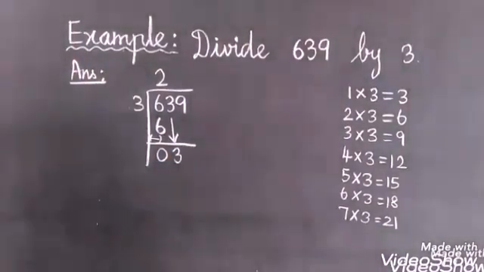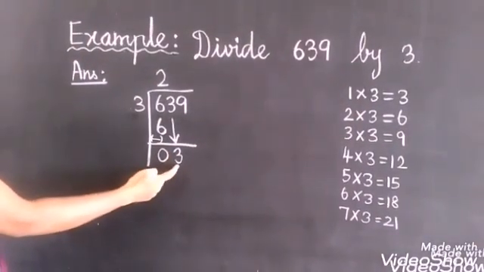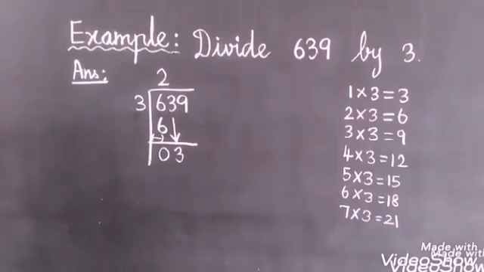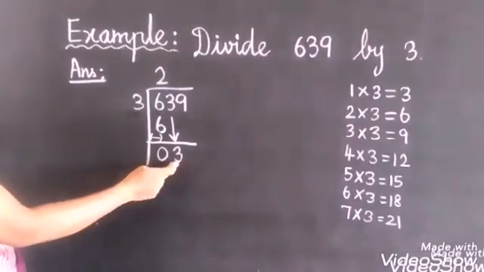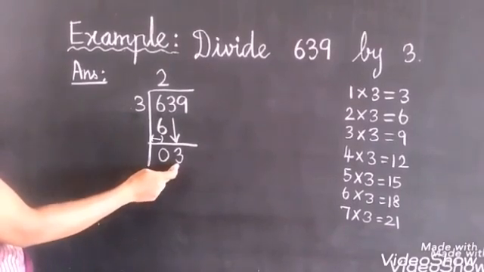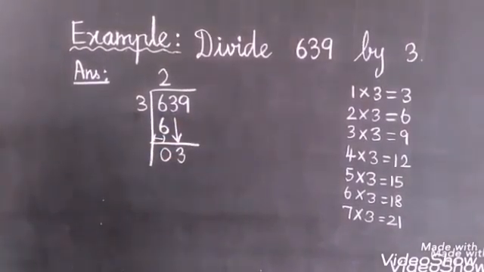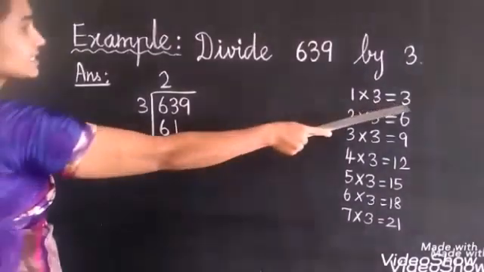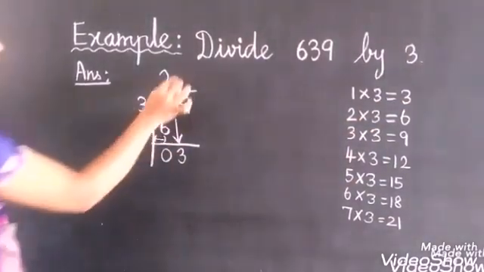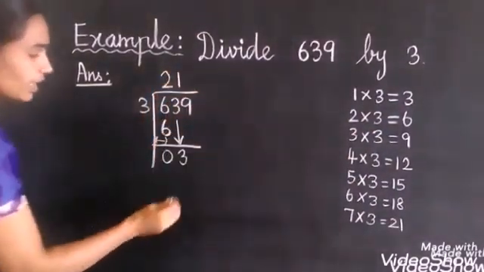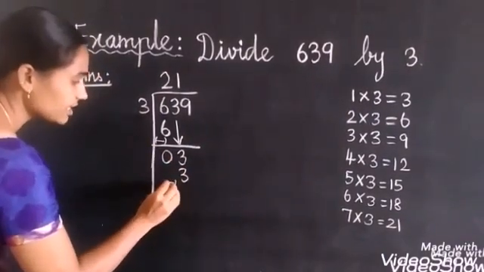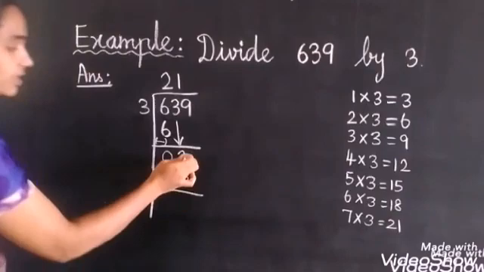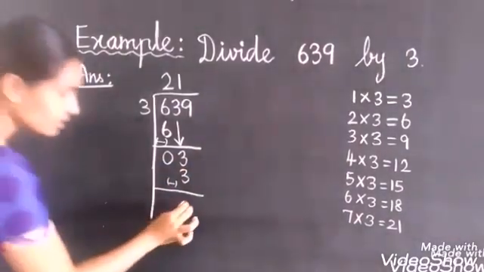Next, you have to take the next digit. Is it greater than or equal to the divisor 3? Yes, equal to the divisor 3. See the 3 table. How many 3s are 3? Yes, 1 3 is 3. So in the quotient we put 1 and write 3 here. Subtract this: 3 minus 3 is 0.